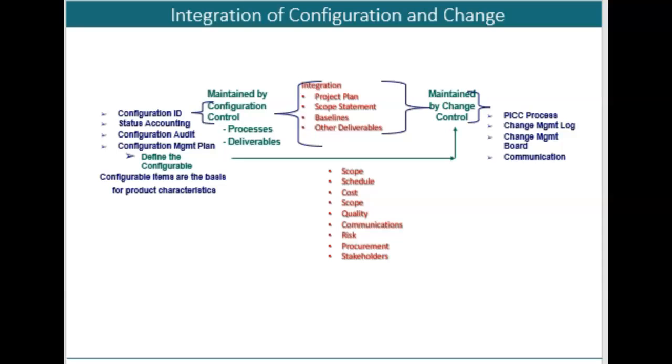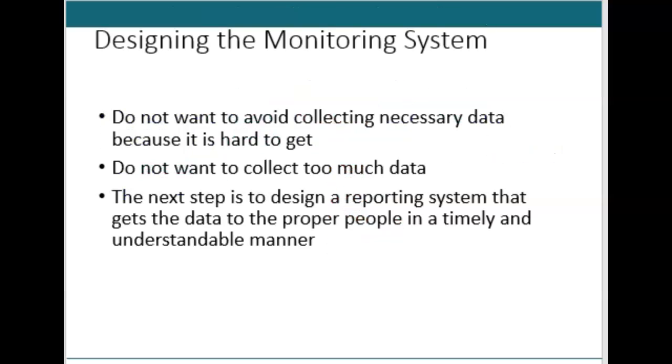Because the whole time we're trying to integrate in the middle in red the project plan, the scope statement, the baselines, and all these other deliverables that we've been talking about, including the sub-deliverables down below: scope, schedule, cost. I have scope twice: quality, comm, risk, procurement, and stakeholders, right? And so you can use the integrated change control process to even manage the configuration that you've established for your project.